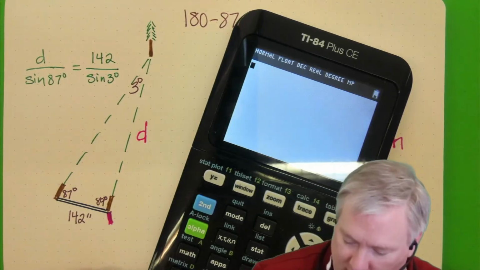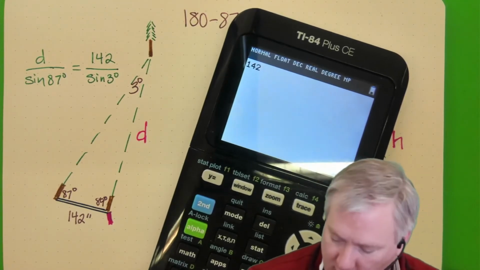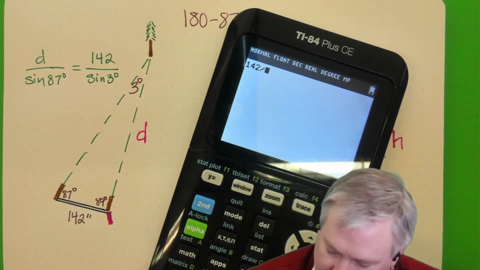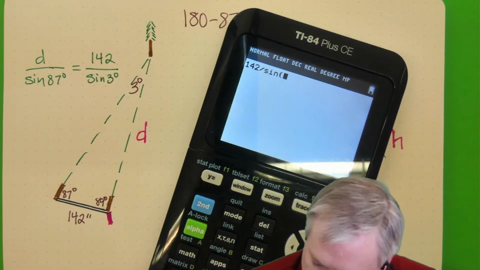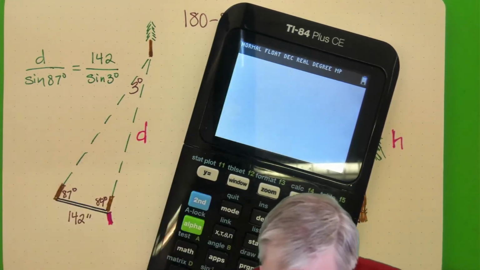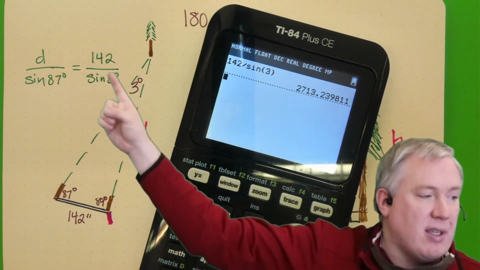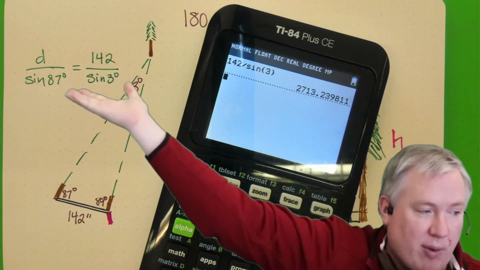Well, the process to do that is a little bit slow, but not too bad. So I'm going to type in 142 divided by the sine of 3. Make sure my mode's in degrees. Sure is. Hit enter. And so there we go. There's what this side, that's what the number is here. I wanted to figure out what that is first.